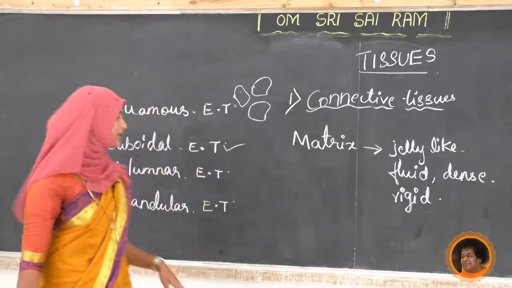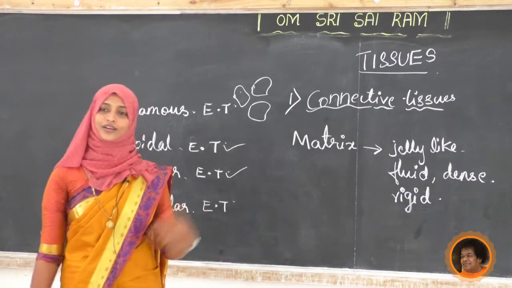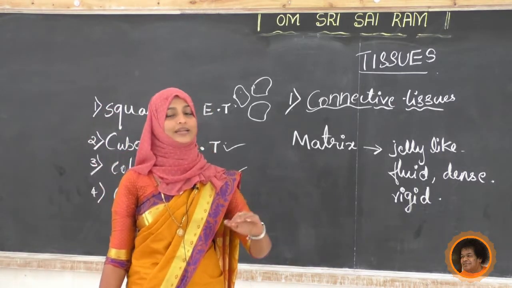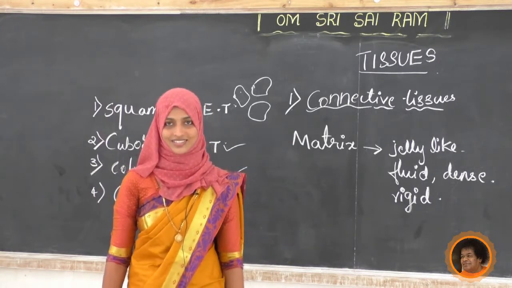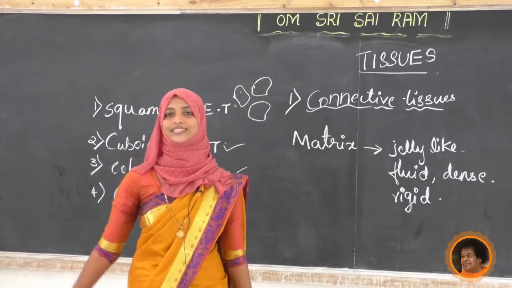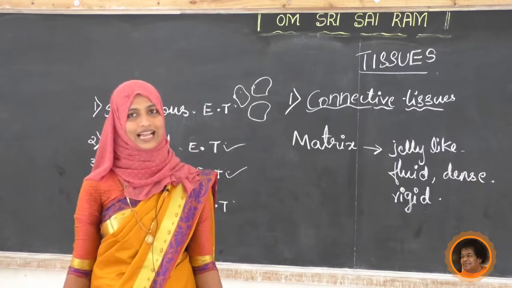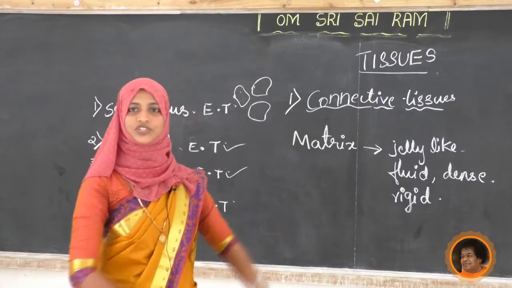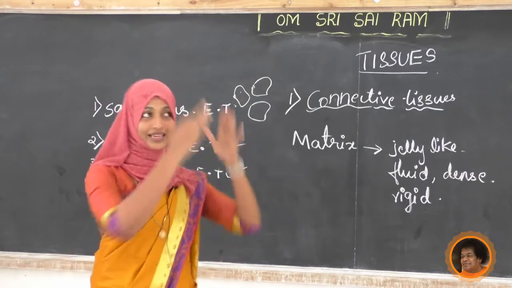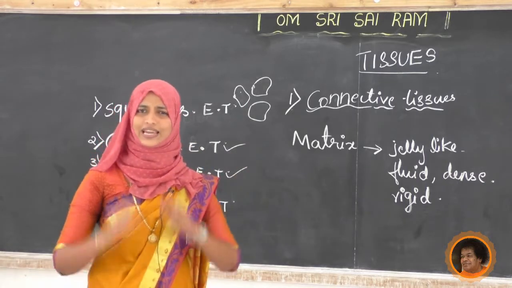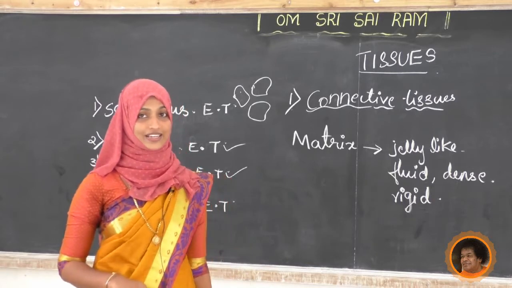Next we'll move to the columnar epithelium. Tell me, students, what will be the shape? Cuboidal means a cube shape. Columnar means what shape? Yes, a pillar-like structure. Columnar epithelial cells are pillar-shaped. Have you seen pillars in any house construction or school construction? Same as that we have in our body, the columnar epithelial tissues.